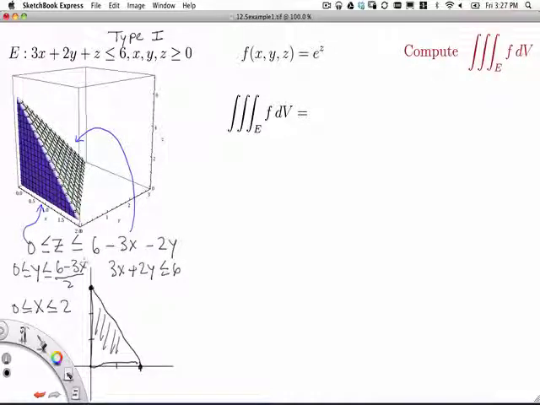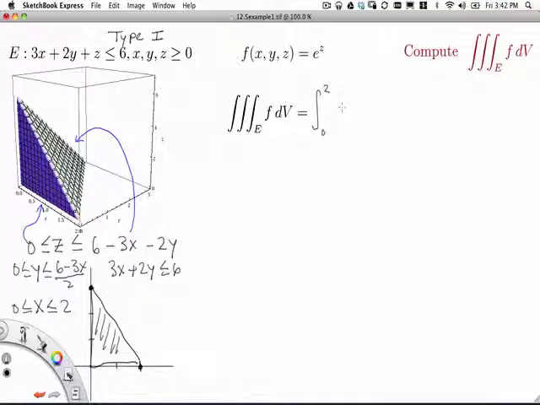Okay, so now we have our bounds for x, y, and z. X is bounded by two constants, y is bounded by two functions of x, and z is bounded by two functions of x and y. So now we're ready to set up the triple integral as an iterated integral.